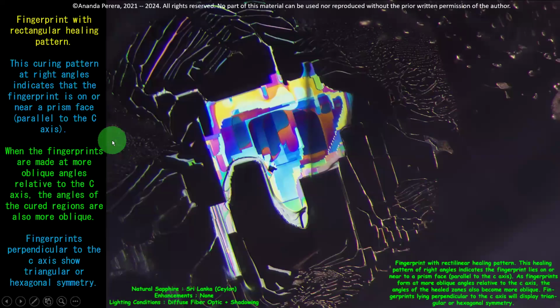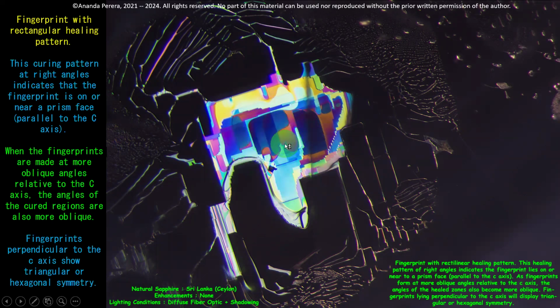Now, look at the fingerprint. My cursor is moving around the fingerprint. In the middle of the fingerprint, you can see this healing pattern. A rectangular healing pattern is there. These are the rectangular shapes. So we can see the C-axis of this stone is along this line. The fingerprint with a rectangular healing pattern is there.